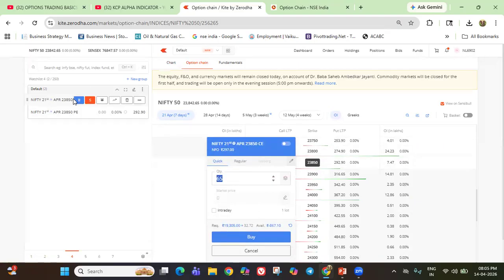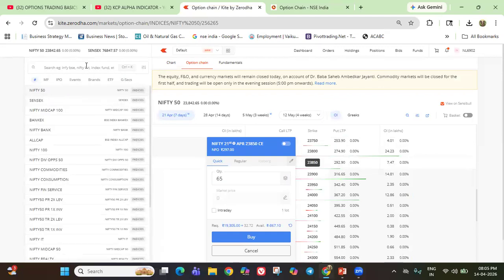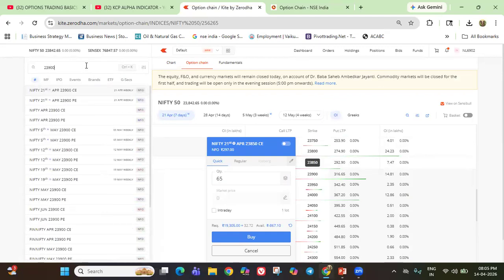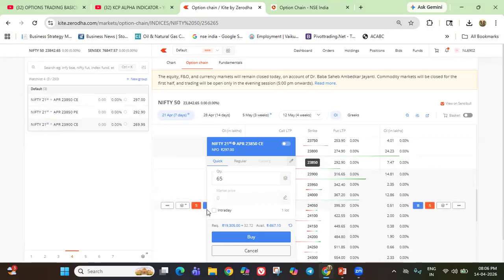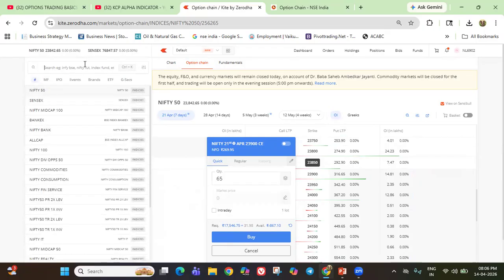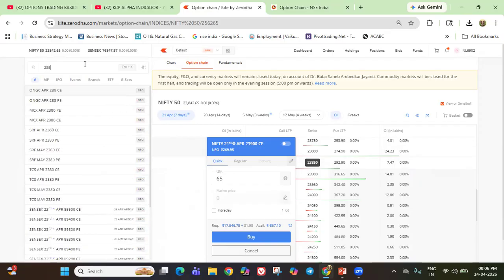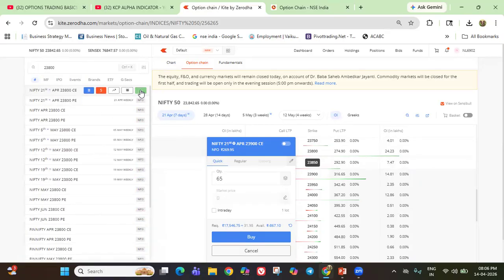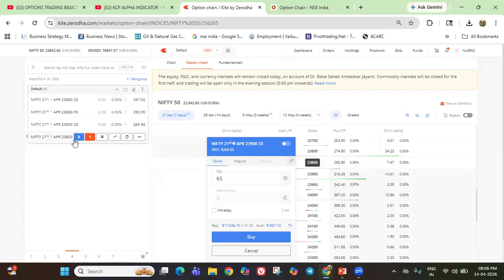19,305. For example, for this CE, I'm going for out of the money, 23,900. As of now, at the money is around 19,305. For out of the money, if you buy, you can see that you only need 17,000. So that is the difference between at the money and out of the money. In the case of in the money, for 23,850, in the money is 23,800. So 23,800 is the strike price. If you select this in the money call option, you need 21,000.